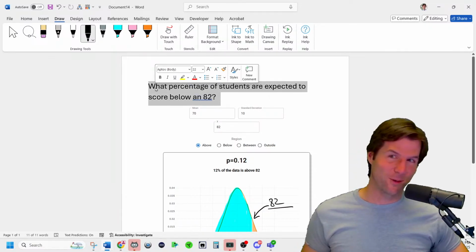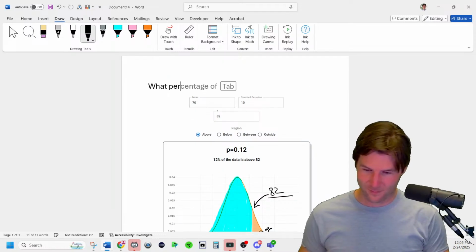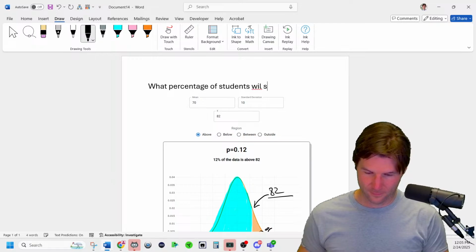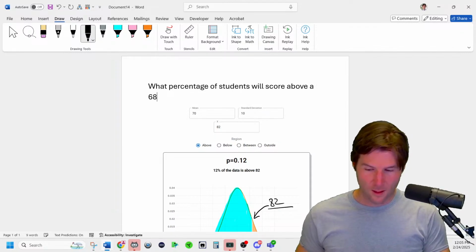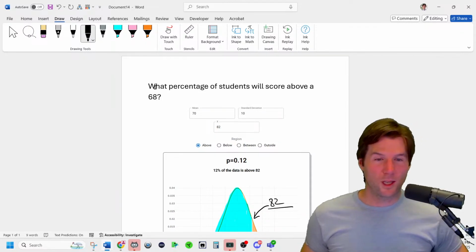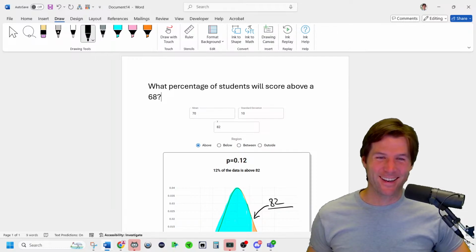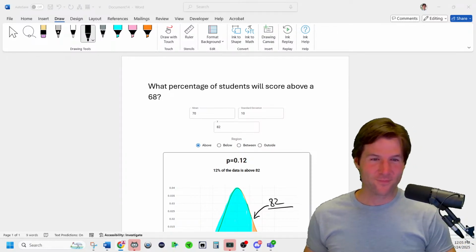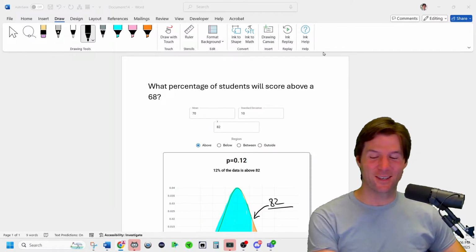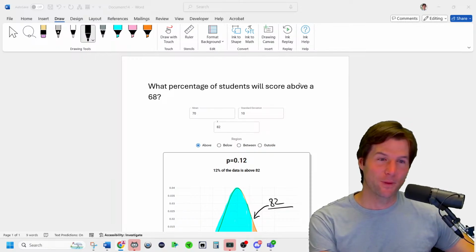What percent? Here we go. Here's a tougher one. You ready? What percent of students are expected to score above a 68?